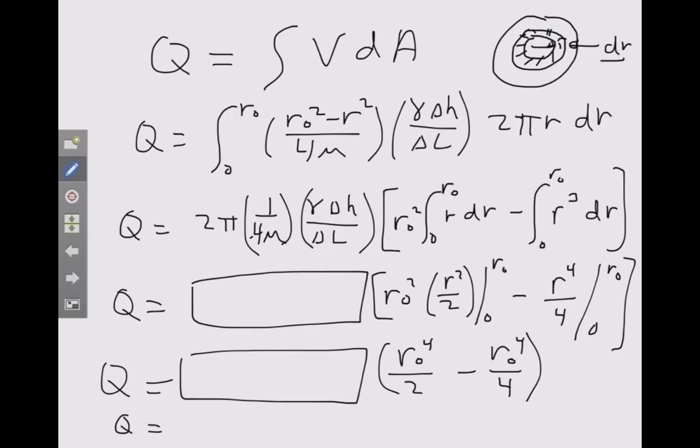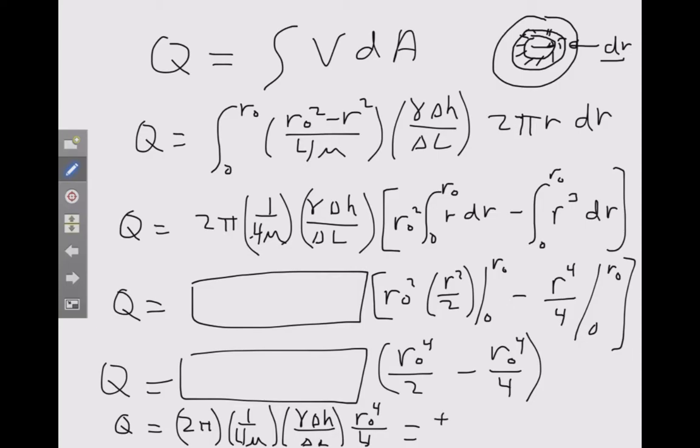Q is going to be equal to 2 pi, 1 over 4 mu, gamma delta H delta L, and we have R0 to the 4th over 4, because that's what this quantity right here equals. The R0 to the 4th over 2 minus this is going to give you this quantity here. And rearranging a bit gives the equation in the book with a positive sign again.